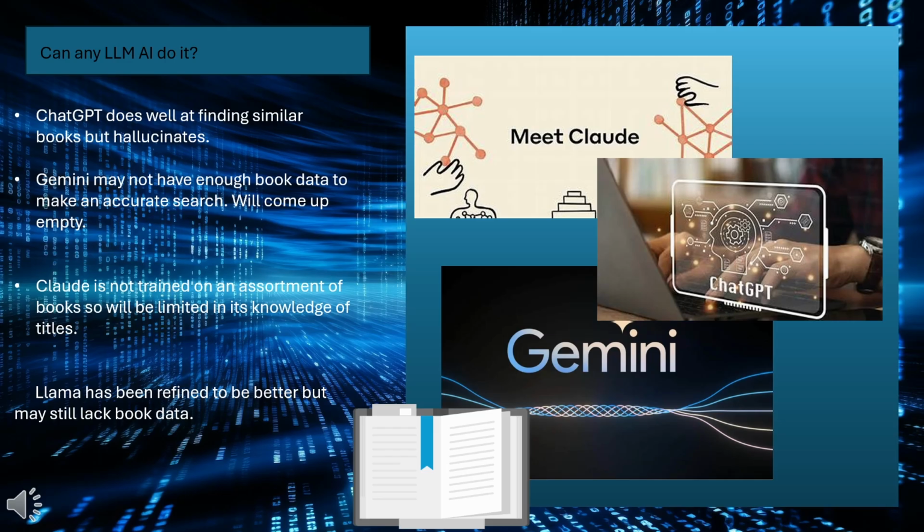Can any AI model do it? Not necessarily. If an LLM model like Gemini can't find the book in its training data, it will say there is nothing available. ChatGPT has been praised for creating adequate lists, but also can get confused and hallucinate results.